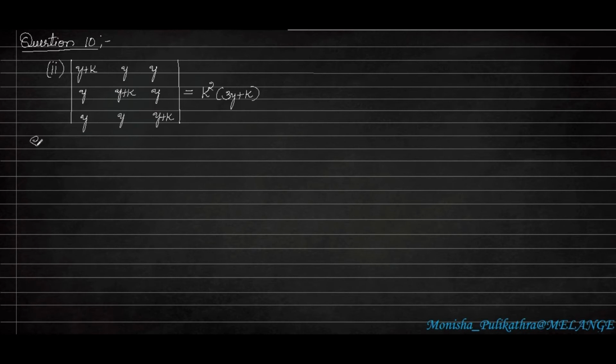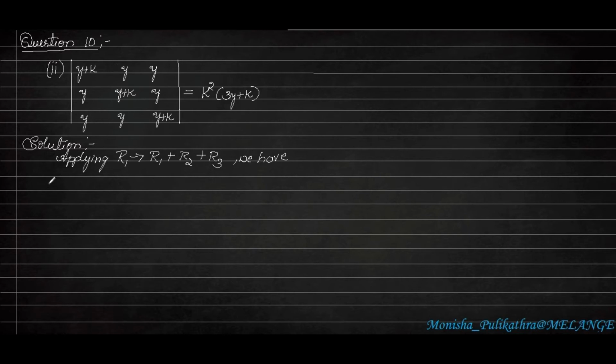Okay. So in the solution part, first I will apply a rule. The first rule is the same as in the first sub question problem. That is, I will be applying row 1 to row 1 plus row 2 plus row 3, the same thing we have done in the previous problem. So only row 1 we have to change to row 1 plus row 2 plus row 3.